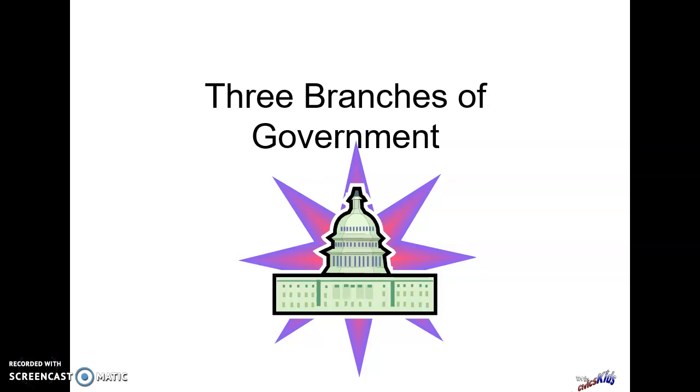This slide shows the three branches of government and how they came to be. They first started because the authors of the Constitution wanted to have separate powers, so they decided to create the executive branch, the legislative branch, and the judicial branch. The point of doing this was so that each branch wouldn't have more power than the other one, and it would create a fair and equal balance.